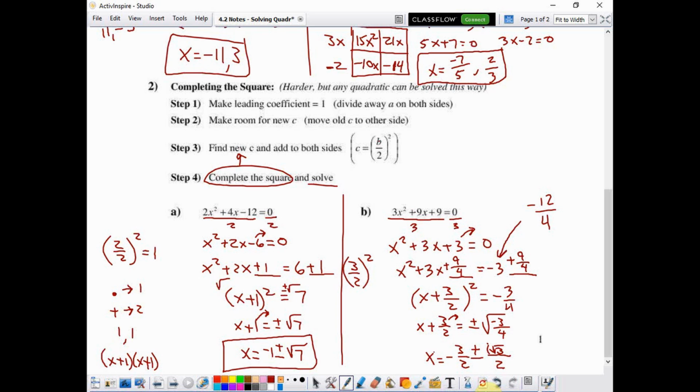Now, that's negative 3 halves plus i root 3 over 2. That's imaginary. Negative 3 halves minus i root 3 over 2. That's imaginary. So this one actually does not cross the x-axis at all. It has two imaginary roots. In the next video, we'll deal with solving by the quadratic formula.